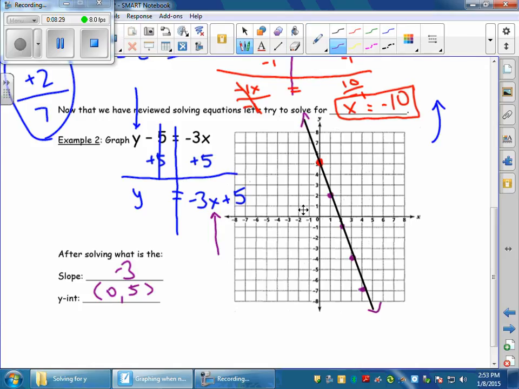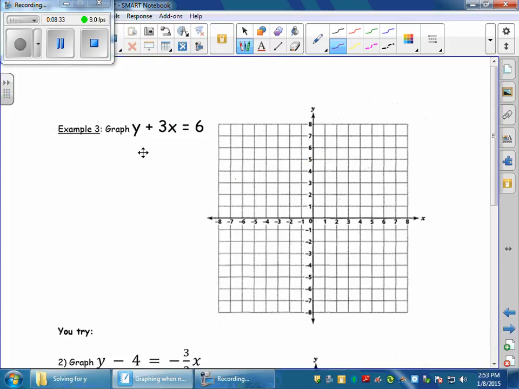So that's it, guys. Let's try a couple more just to make sure we have this. So on the next page, I have another one right here. Y plus 3x equals 6. I'm going to draw the line down, separating both my sides. And I'm going to ask, just like I did before, is this y all by itself?